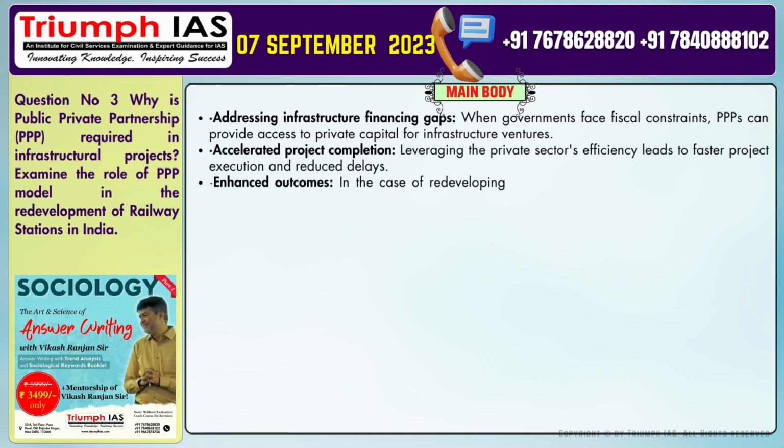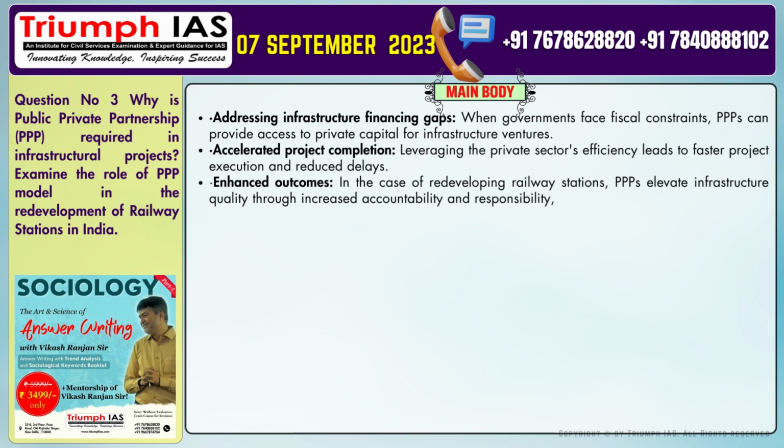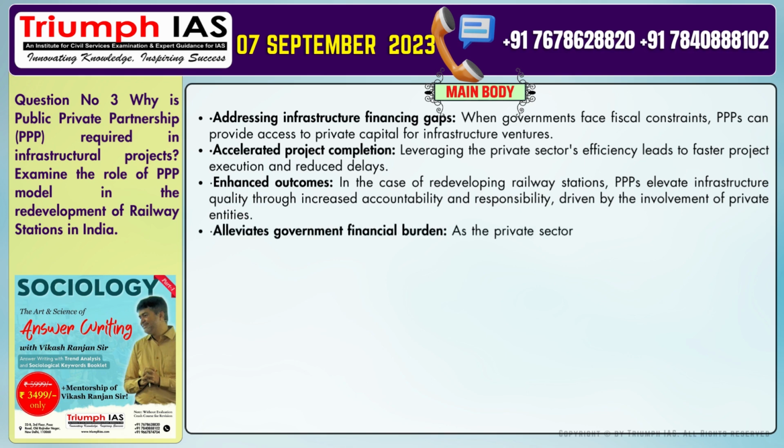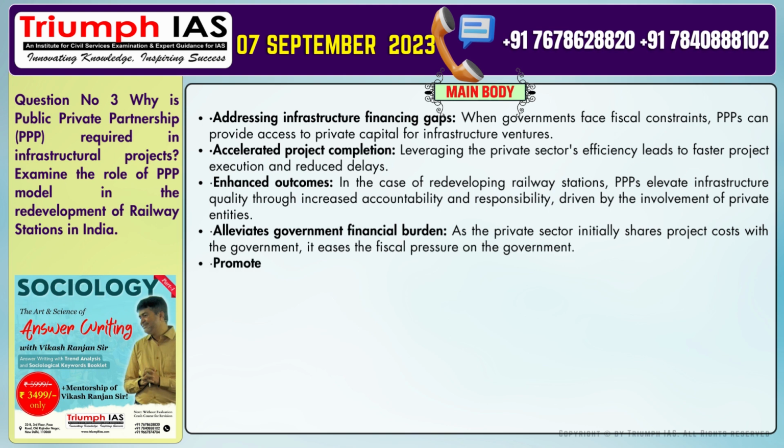Number 3. Enhanced outcomes. In the case of redeveloping railway stations, PPPs elevate infrastructure quality through increased accountability and responsibility, driven by the involvement of private entities. Number 4. Alleviates government financial burden. As the private sector initially shares project costs with the government, it eases the fiscal pressure on the government.